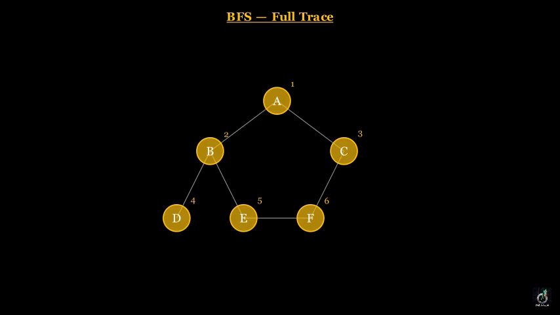BFS visiting order. A, B, C, D, E, F. Notice it fans out in rings. A first, then both its direct neighbors, then the next layer out. This is exactly why BFS is the go-to for shortest path on an unweighted graph. It reaches closer nodes before farther ones. Guaranteed.